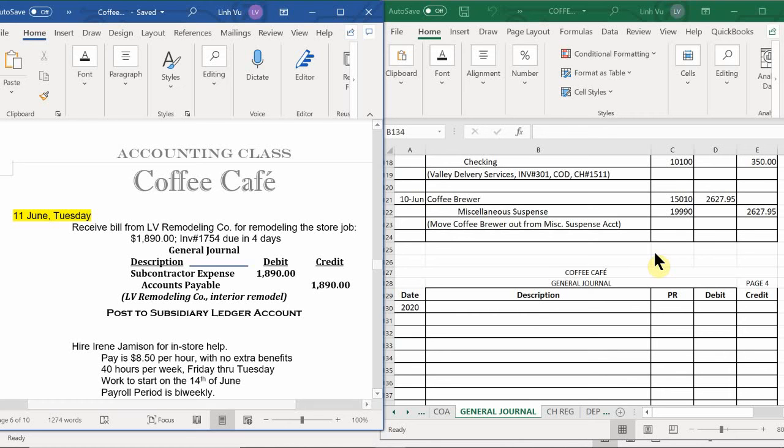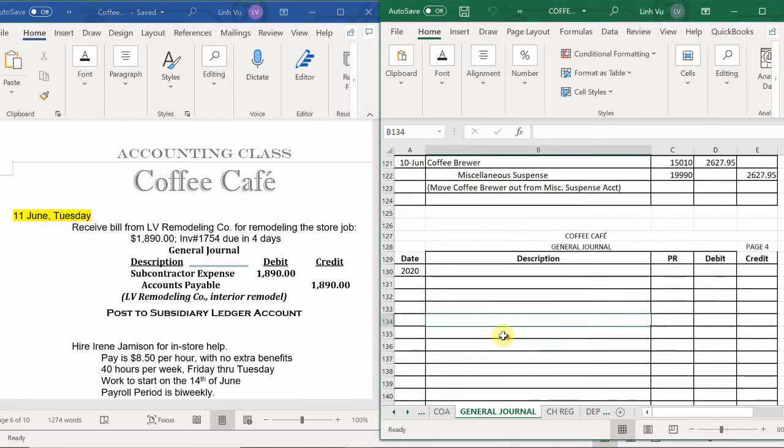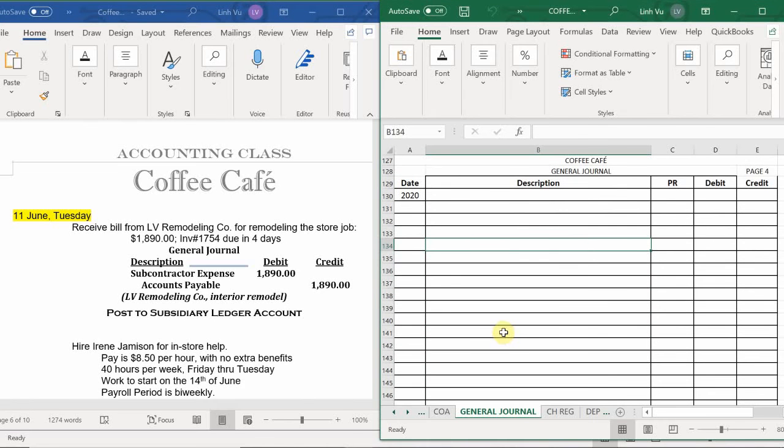This is where we left off. We finished everything up on June 10, so now we are on a new day for June 11. We're starting on a new page as well. General Journal, page 4. So let's see what happened here.